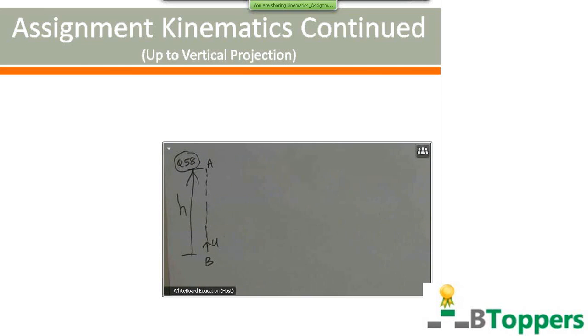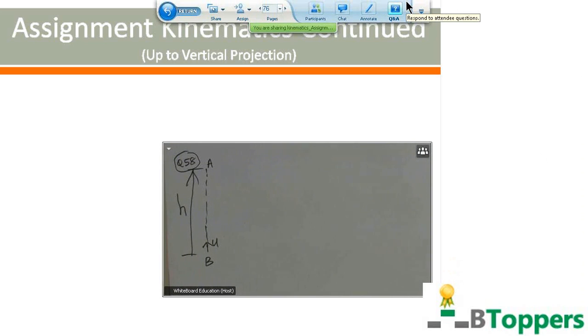In the previous class, I have discussed the solutions of questions in the assignment in kinematics up to vertical projection. I have discussed the solutions of questions up to question number 57. I have shown you the total questions, numbering up to question number 70. So out of 70 questions, I have already discussed the solutions for the first 57 questions. Next, I am going to discuss solutions of the remaining questions numbering from 58 onwards.